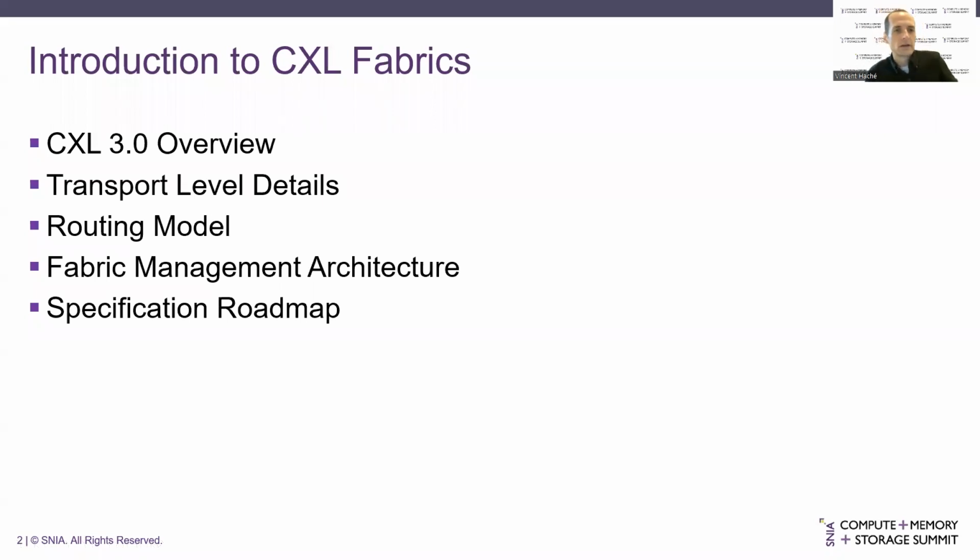So we'll start off with a high-level overview of the CXL 3.0, some of the key features that have been added there. And then we'll talk about some of the transport level details introduced in 3.0 that enable fabrics. We'll talk about the routing model used inside a CXL fabric, and then the fabric management architecture for configuring, initializing, and managing a fabric when it's been deployed. And then we'll talk about some of the new technologies and changes that will be coming in future versions of the specification.